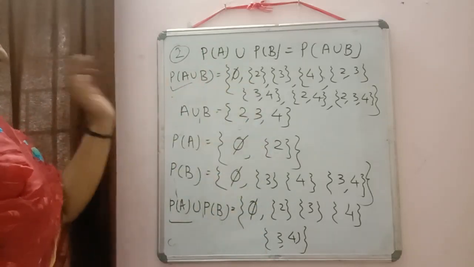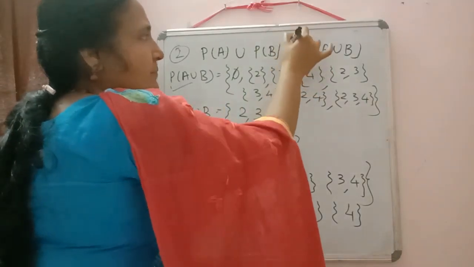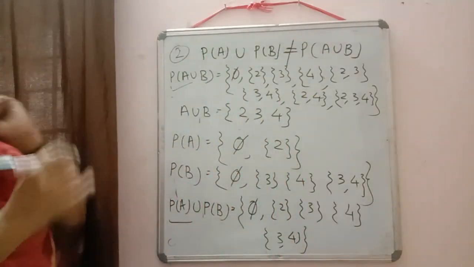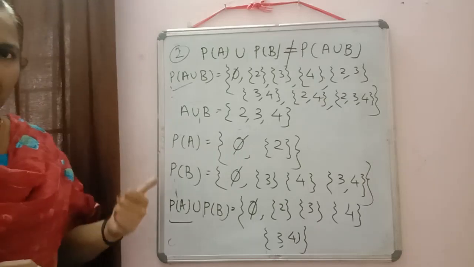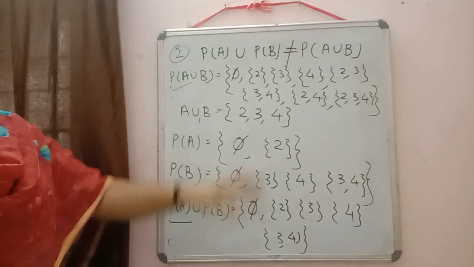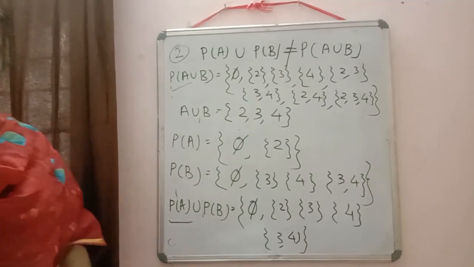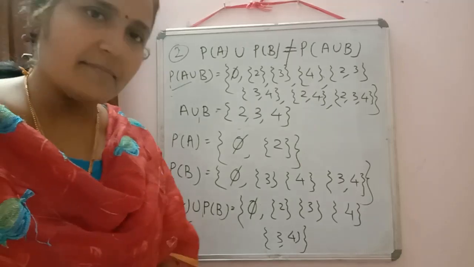So from here we can say power set of A union power set of B is not equal to power set of A union B. So whenever you have to check whether it is equal or not, you can give some examples. So this one is clear? Okay, so we'll move to the last question.